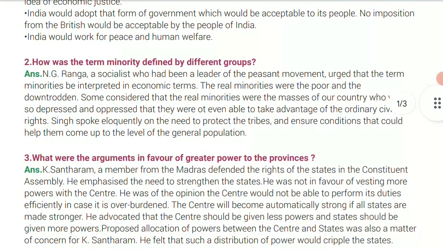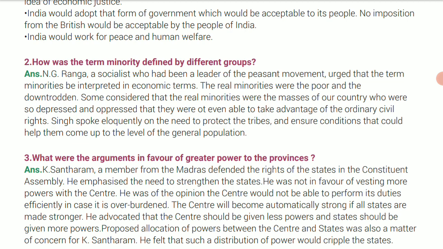Now going to the second question: how was the term minority defined by different groups? The answer to this question is N.G. Ranga. He was a socialist who had been a leader of the peasant movement, and he argued that the term minority be interpreted in economic terms. And I also feel that minority should not be on the basis of caste and religion, as we have today. It should be based on economic terms.